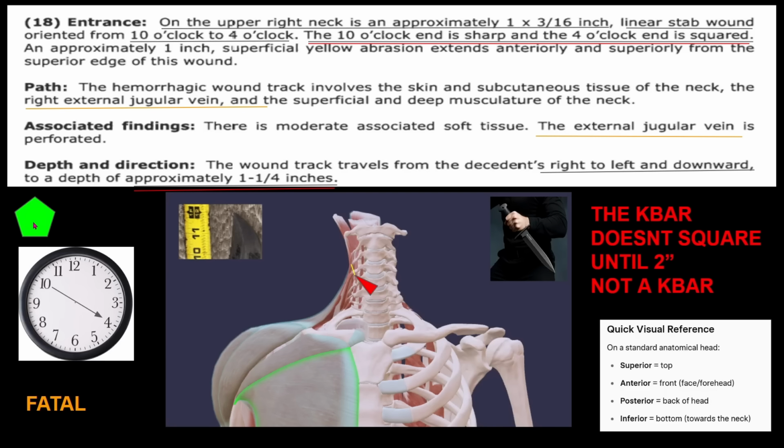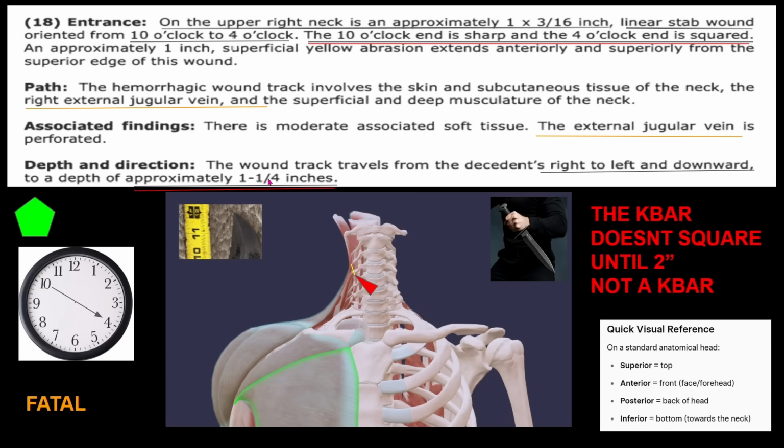Now, the next one is on the neck. This is a stab wound. This is one that I said would be fatal if given enough time. In the upper right neck, it's approximately 1 3/16 linear stab wound oriented from 10 o'clock to 4 o'clock. So you can see 10 o'clock to 4 o'clock. And I've got it backwards because in this one, the 10 o'clock end is sharp. The 4 o'clock end is squared. So it's a knife wound going in at this angle.